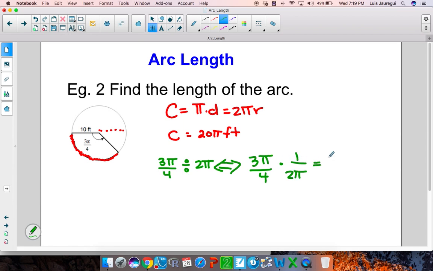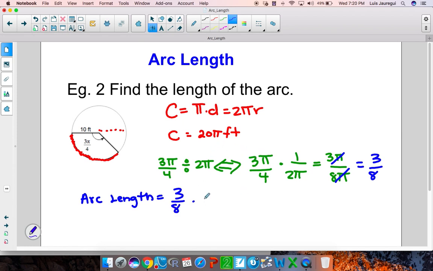So 3 pi times 1 is 3 pi. 4 times 2 pi is 8 pi. And notice that pi divided by pi is 1. So we're only interested in 3/8 of the whole circumference. Therefore, the arc length in this case is equal to 3/8 of the 20 pi feet.